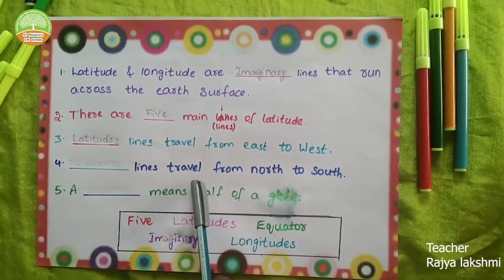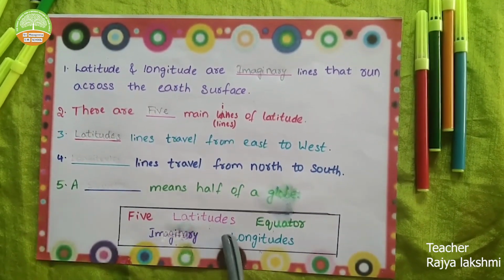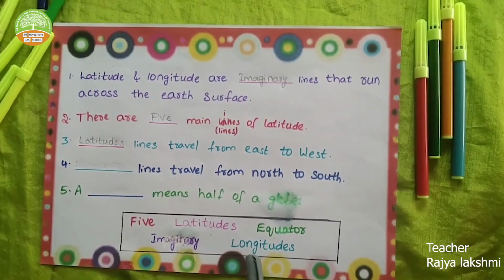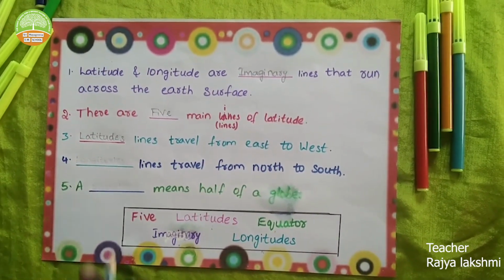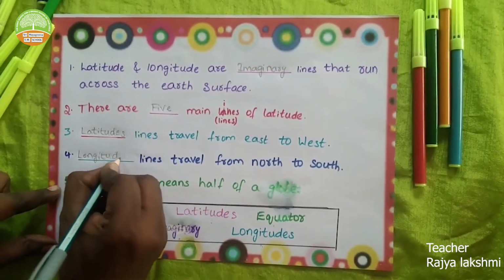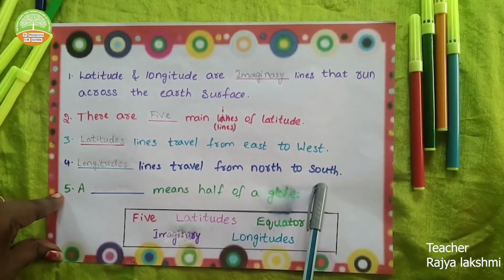Dash lines travel from north to south. The options are 5, latitudes, equator, imaginary, longitudes. What is the answer? Longitudes. Yes, the answer is longitudes. Longitude lines travel from north to south.